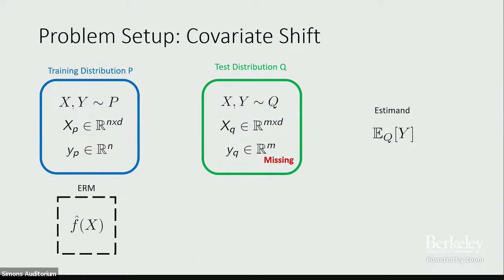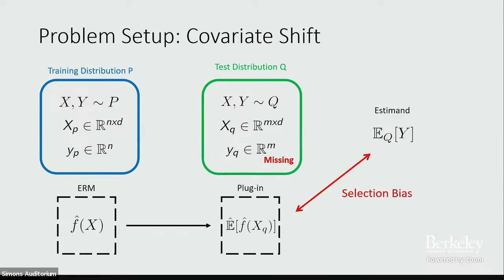OK, so one typical procedure would be just use ERM, fit f hat using P, and then just plug in. So this is what I mean by plug-in estimator, where this is the empirical sample average. And the issue is that because you trained on P and plugged in Q, you can actually face pretty substantial selection bias, so that this estimator can be pretty poorly behaved.